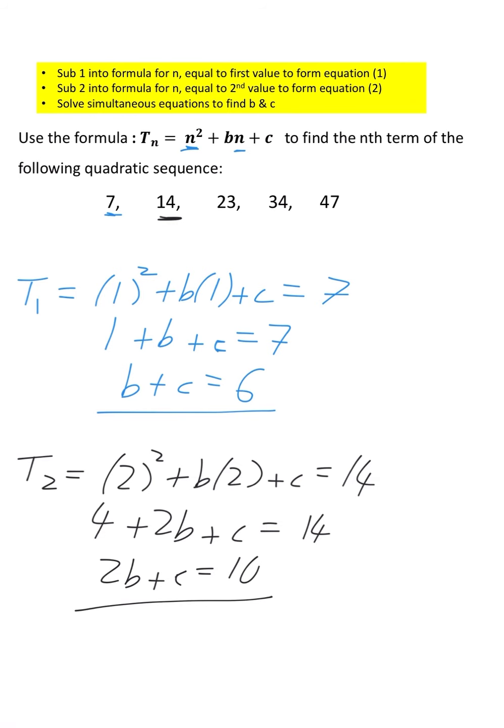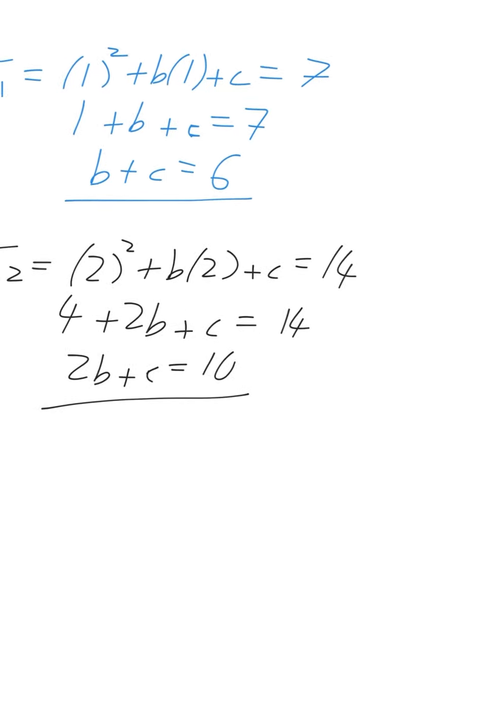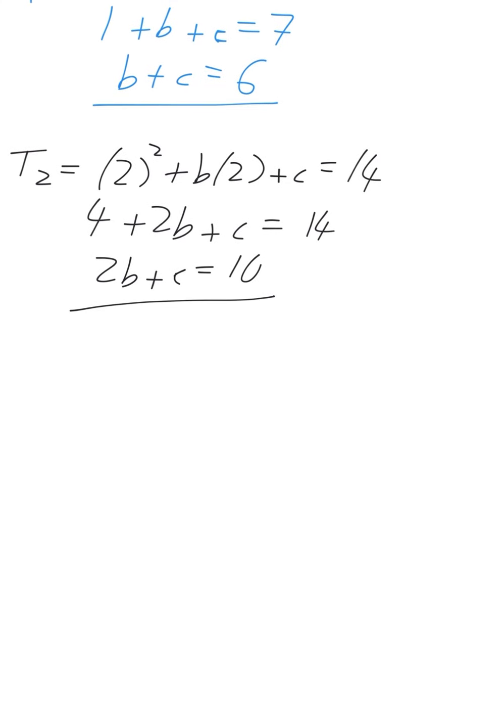So now there are two equations. Now I need to solve a simultaneous equation with these two equations to find out what b and c are. So b plus c equals 6 and 2b plus c equals 10. Now I'm going to multiply the top row by minus 1. The minus c and the plus c will cancel. So then b is equal to minus 6 plus 10, which is 4.